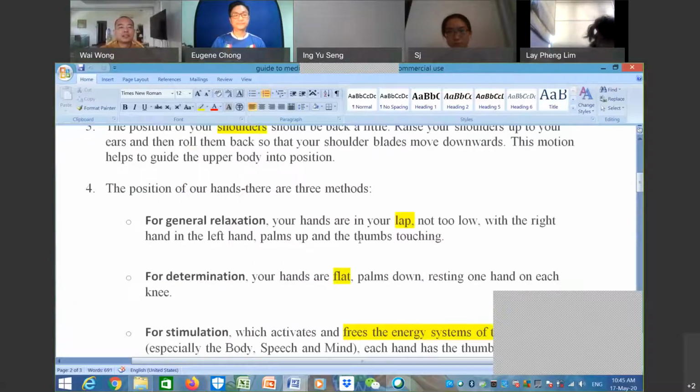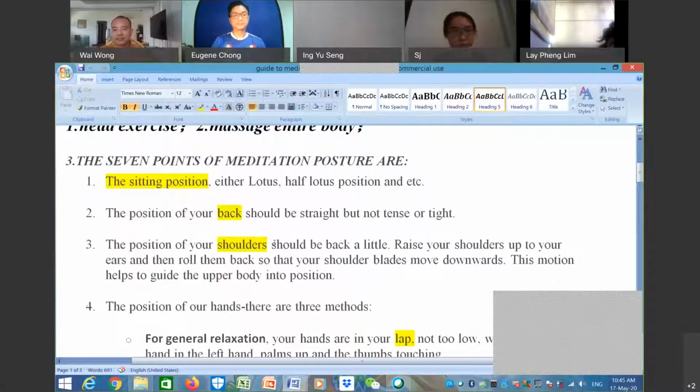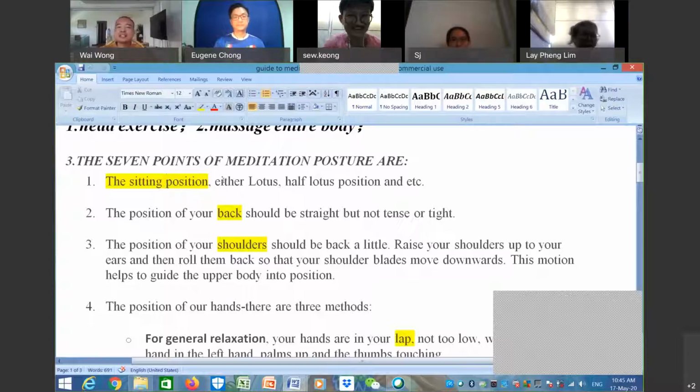So let's take a look. Now we go back to the seventh part of meditation posture. I've got a question. Yes, Sukyong. For this one, position of our hand, for general relaxation, which hand is on top and which hand is at the bottom? Okay, I'm explaining now, please wait. So the first one is regarding the sitting position, either lotus or half lotus position.